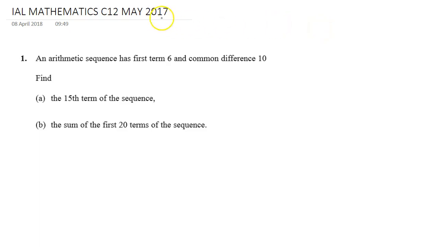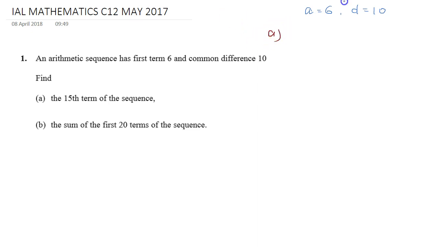C12, May 2017. Question number 1. An arithmetic sequence has first term a and common difference 10. So the first term is 6 and d is 10. d is the difference, a is the first term. Find the 15th term of the sequence, part a.